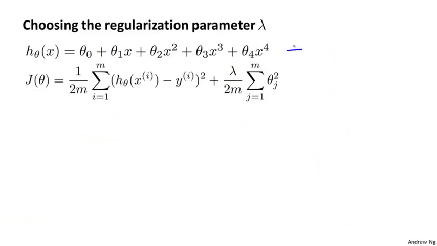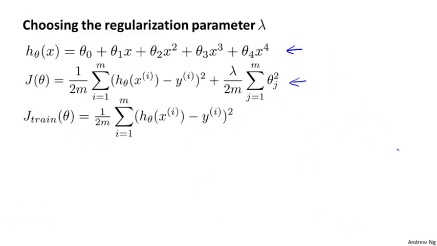Just to reiterate, here's our model, and here is our learning algorithm's objective. For the setting where we're using regularization, let me define J train of theta to be something different, to be the optimization objective but without the regularization term. Previously, in an earlier video when we were not using regularization, I defined J train of theta to be the same as J of theta, the cost function.